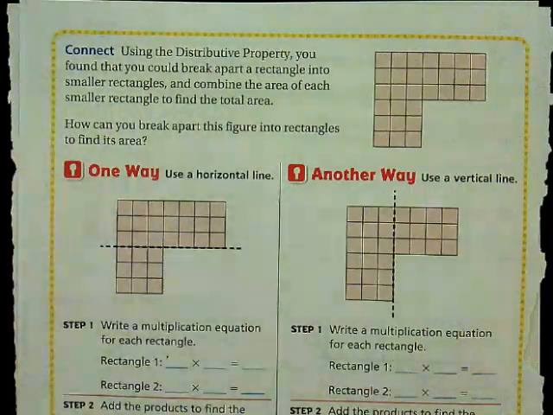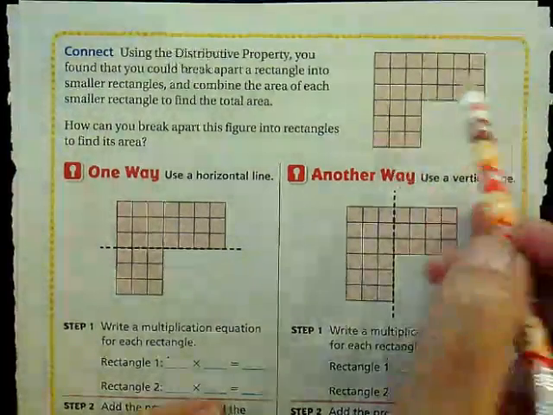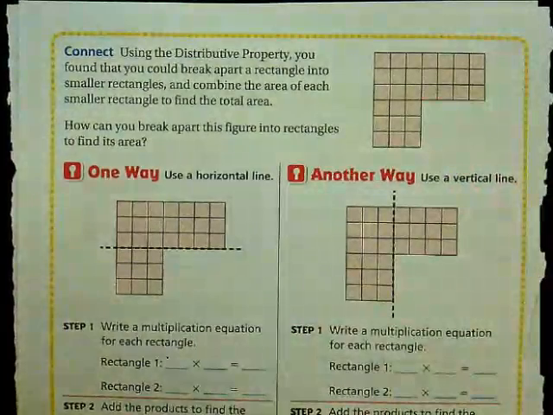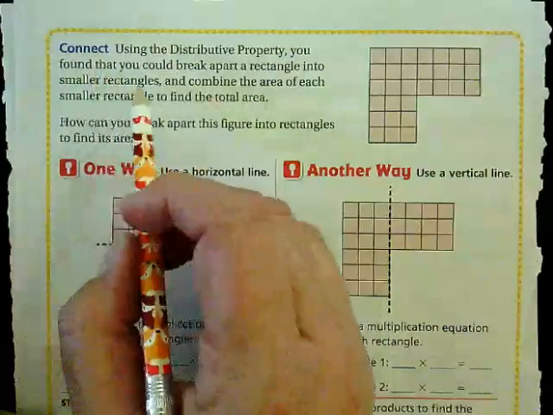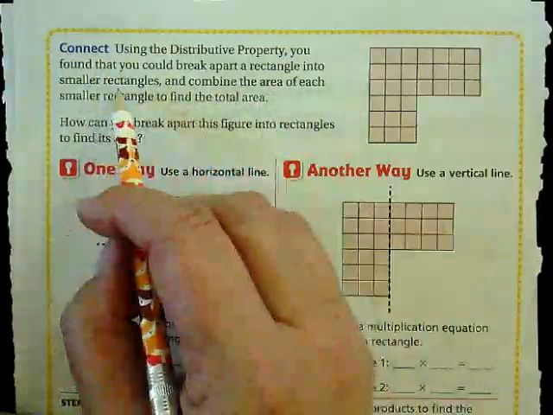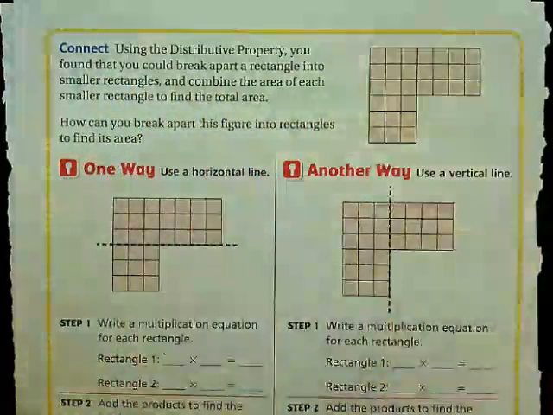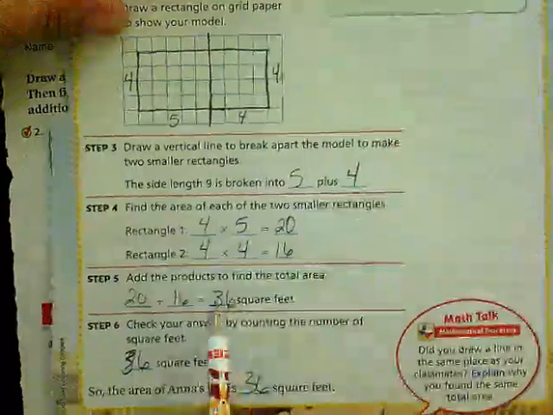Okay, so now we're going to take our knowledge of how to find area and use it to find the area of different types of shapes. Using the distributive property, you found that you could break apart a rectangle into smaller rectangles and combine the area of each smaller rectangle to find the total. That's what we did on the previous slide. We broke our rectangle into smaller pieces, found the area of each of the smaller pieces, and then added them together to find the area of the whole.